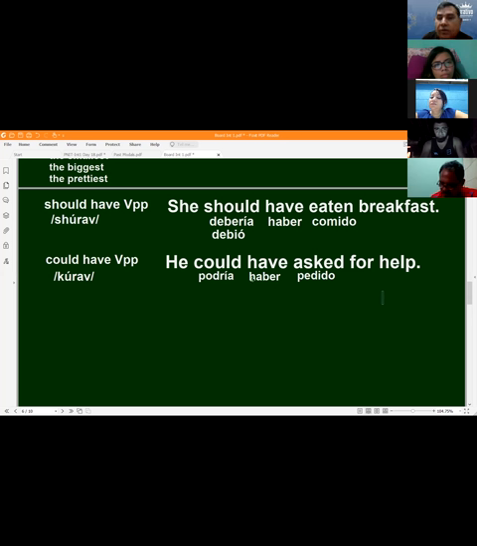Another reason. ¿Qué forma usamos después del auxiliar? Simple. Forma simple. Have. This is what we call verb in the simple form. Have. Dictionary form, root form, base form. Okay. So could have asked for help. He could have asked for help. He didn't do it. Too bad.